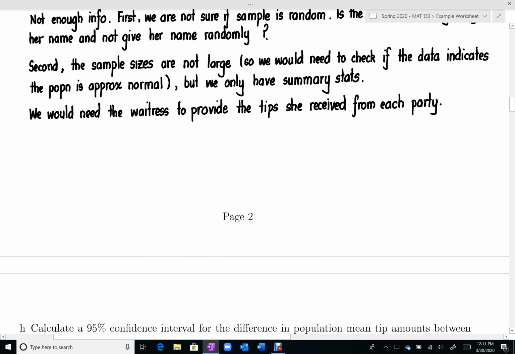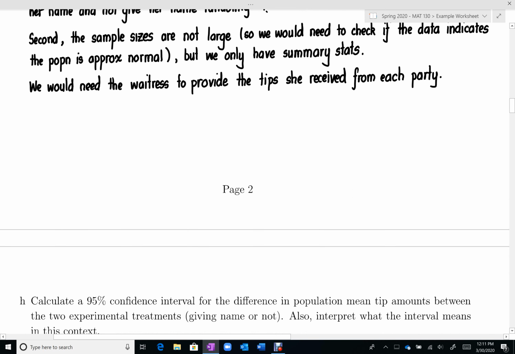Right? So now what we're going to do is plug along as if the technical conditions are indeed satisfied, and we're going to compute the 95% confidence interval for the difference in population mean tip amounts between when the waitress gave her name as opposed to did not give her name. And we're going to interpret what that interval means in this context here.